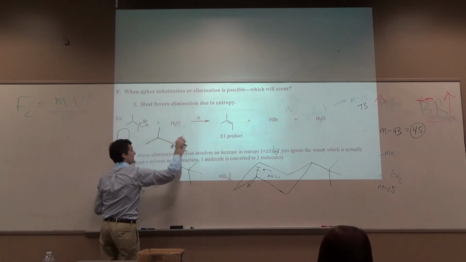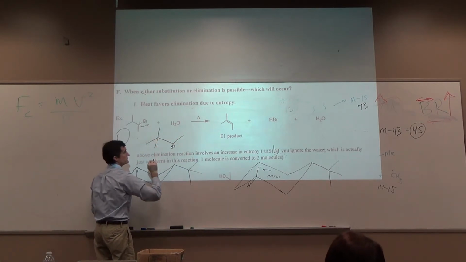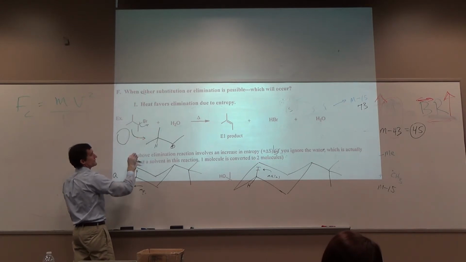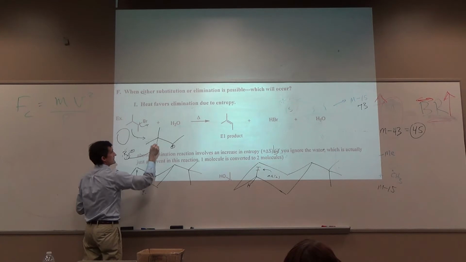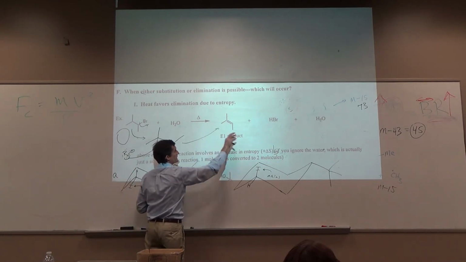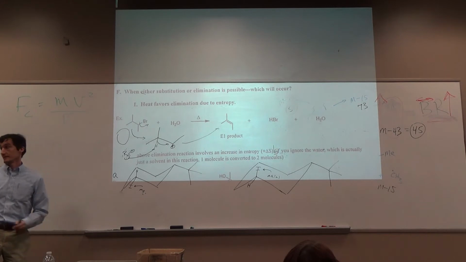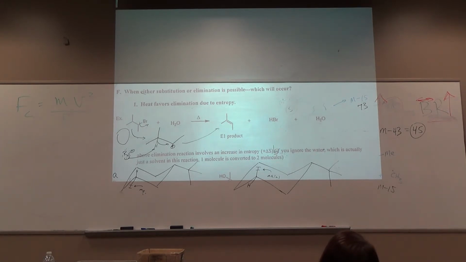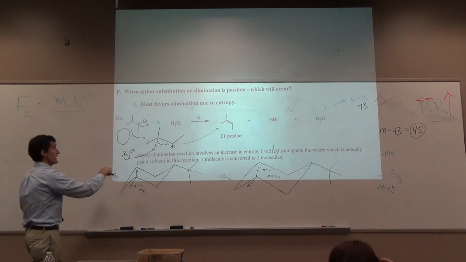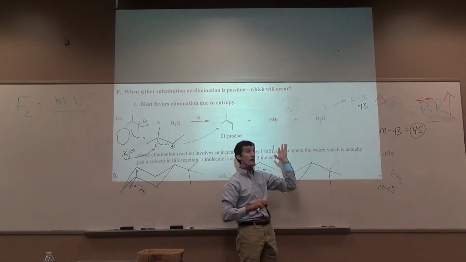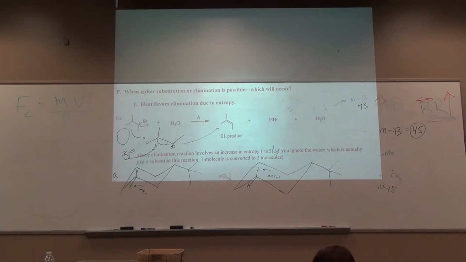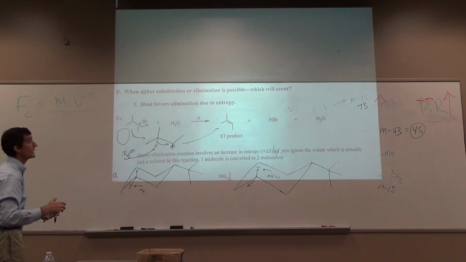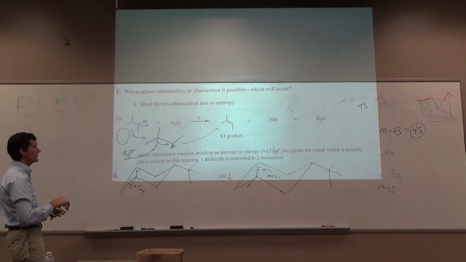What happens next to give that product? Some base takes the H. It can either be Br minus. I actually showed HBr being formed. Takes the H, electrons move in. That's a fast step. You get the two products. Water didn't do anything. Water is just kind of like a solvent. Or you can show water taking the H and you can form H3O plus Br minus. That's actually more direct because how does HBr exist in water? H3O plus and Br minus. Again, I like to show actual neutral molecules.